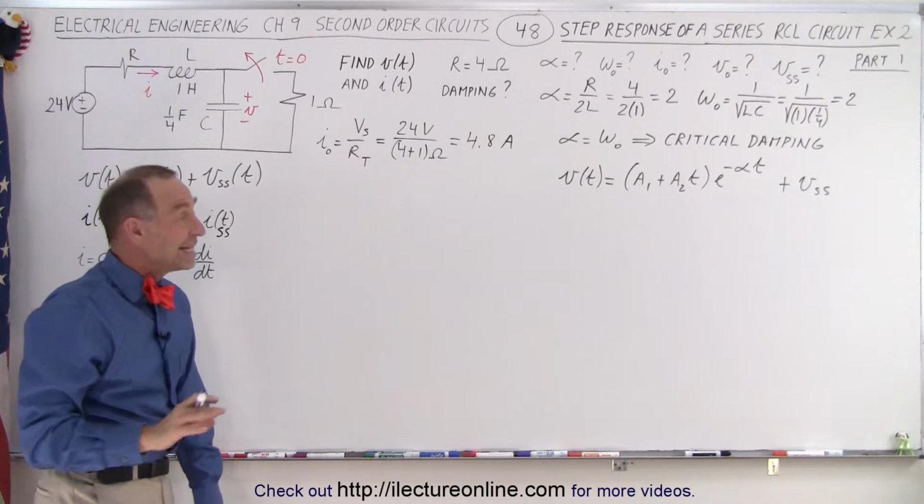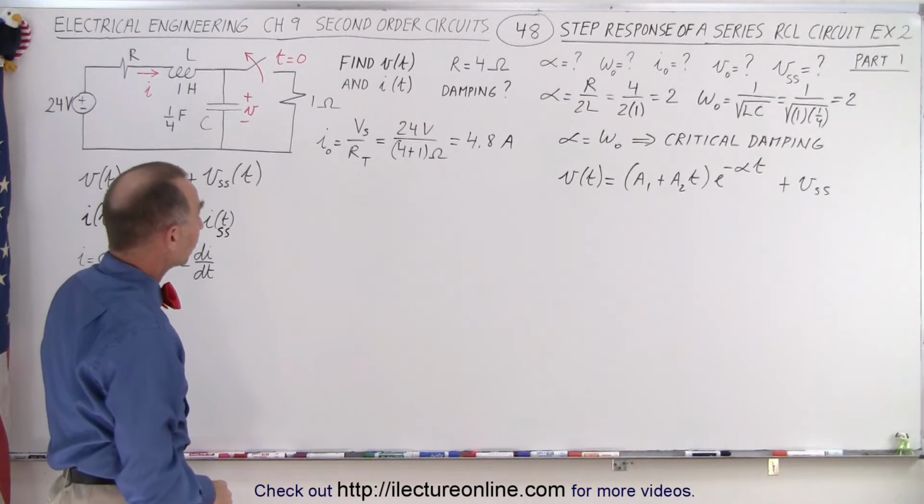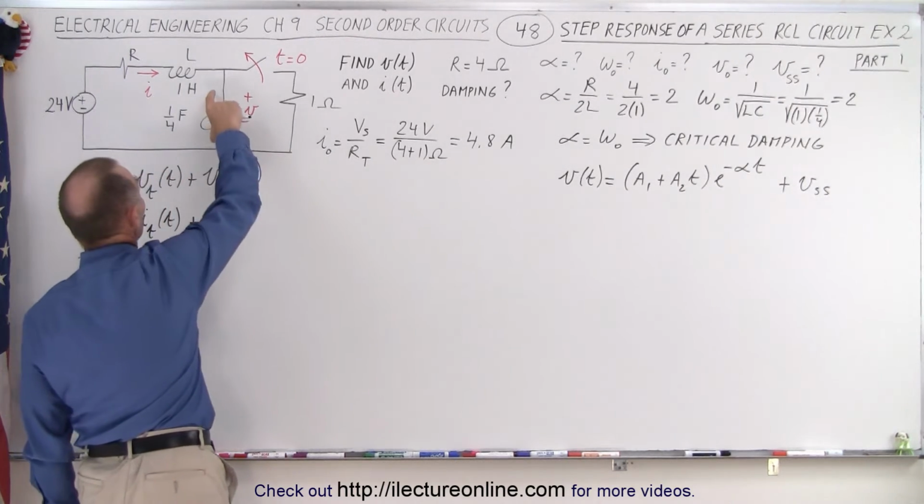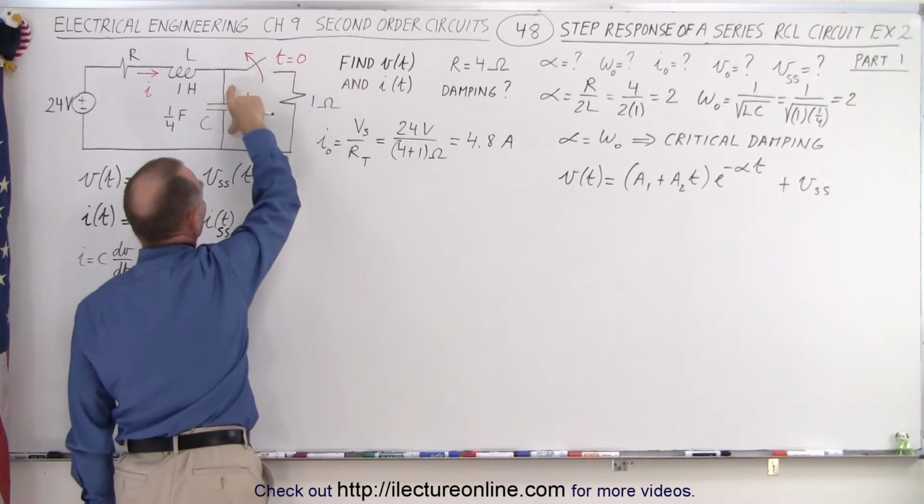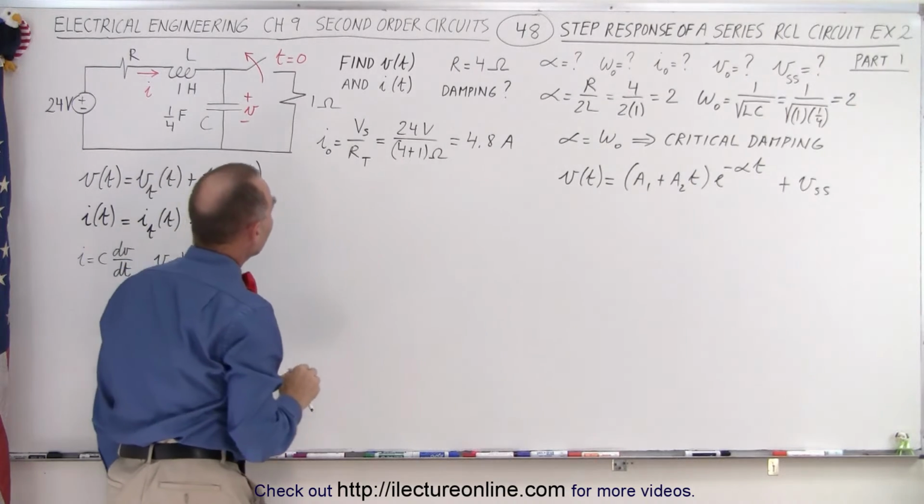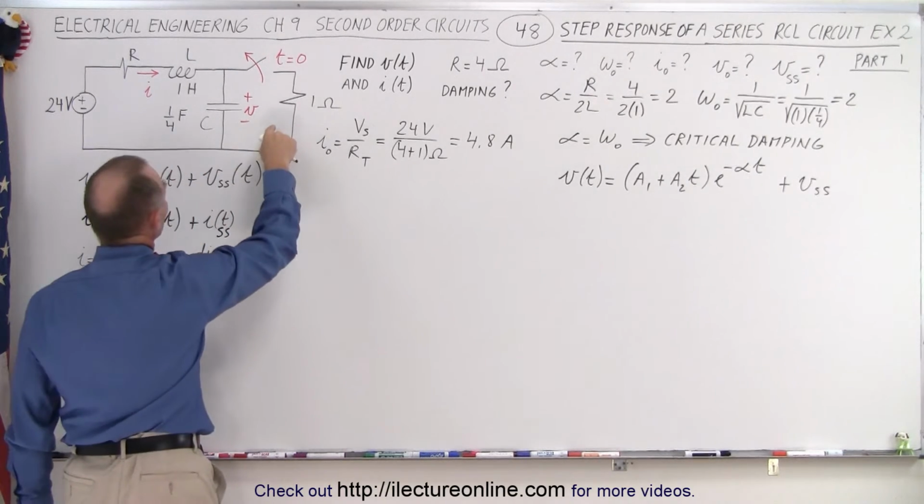All right, so now we have the initial current. How about the initial voltage? Well, the initial voltage across the capacitor would be the same as the voltage across this resistor right here, because they're in parallel. And we can then say that there will be a voltage divider.